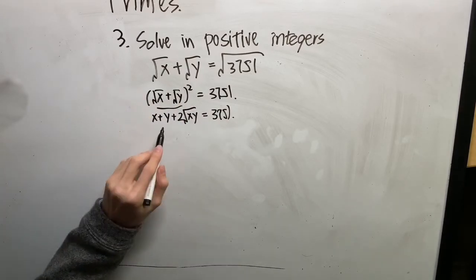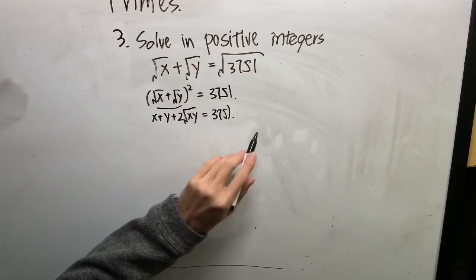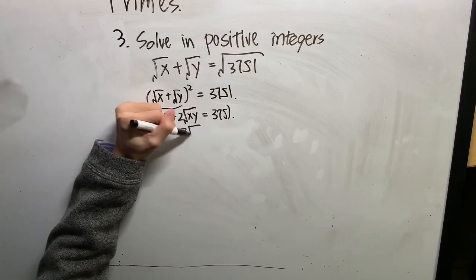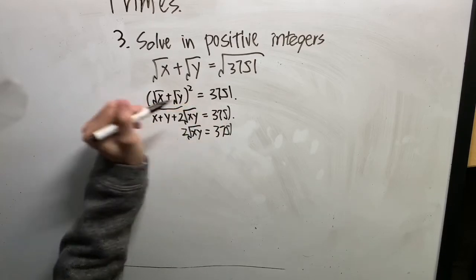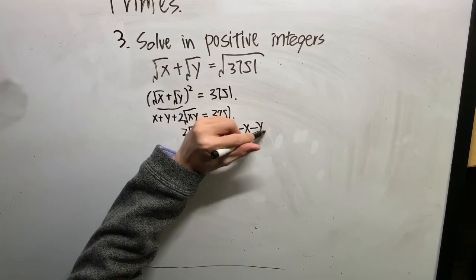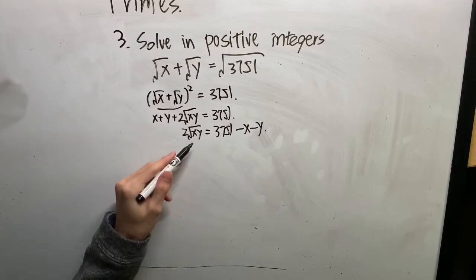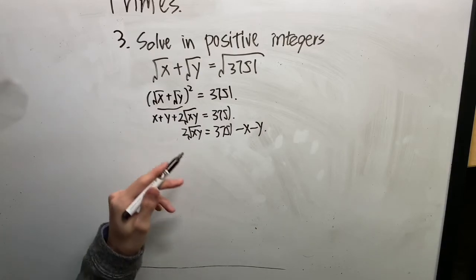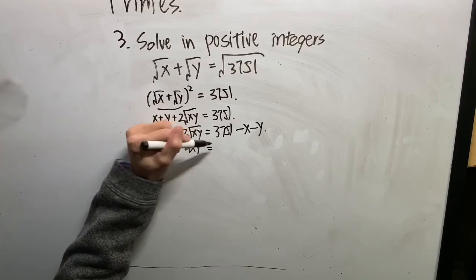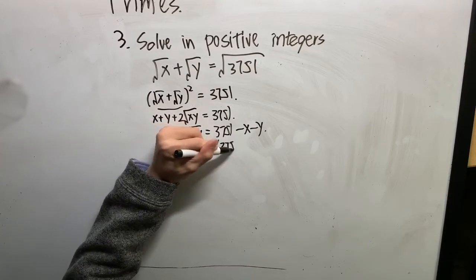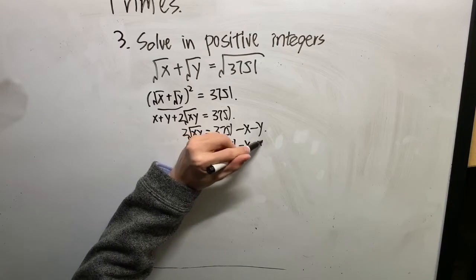Now you can move x and y to the right side. So 2 root xy equals 3751 minus x minus y. Now you can also square both sides again. So 4xy equals (3751 minus x minus y) squared.